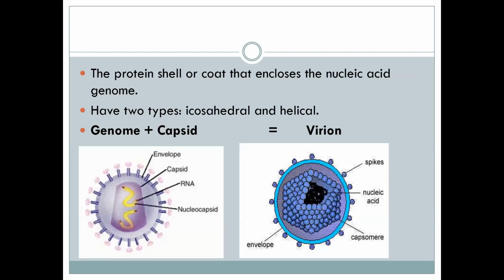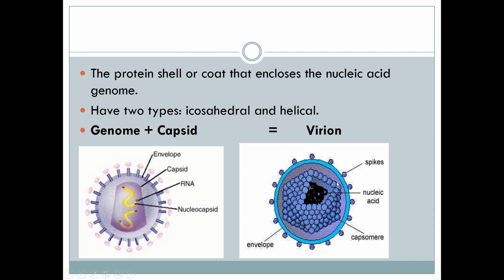So this is the viral picture, or the viral morphology. The protein shell or coat that encloses the nucleic acid and the genome has two types, the icosahedral and the helical. So guys, take note. This is the genomic or genetic material. Okay? The one that surrounds it is your nucleocapsid. This is the envelope. This is your spike. Here, this is the genetic material or the nucleic acid or the genome.